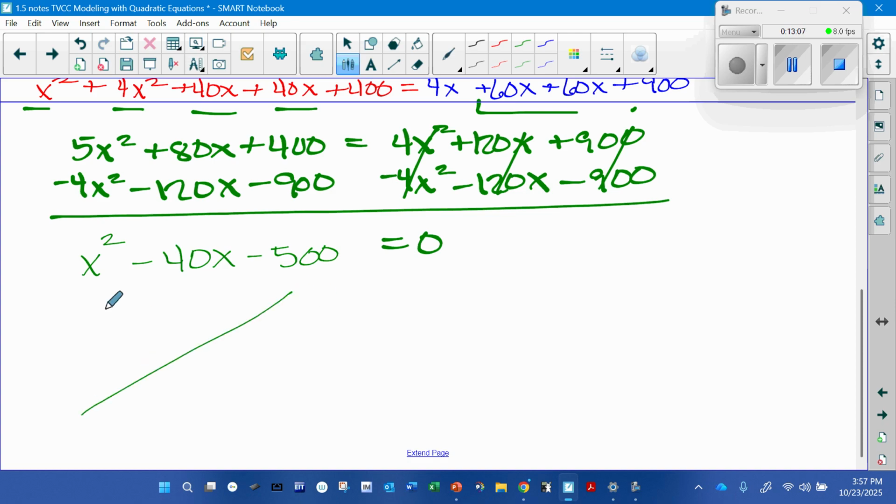So now we can do the little x thing here. Since there's a 1 here, there's just 1s in the bottom. Negative 40 goes here, and negative 500 goes here. So we need to find our factors. And I'm going to go up here and pull up my little cheat sheet here.